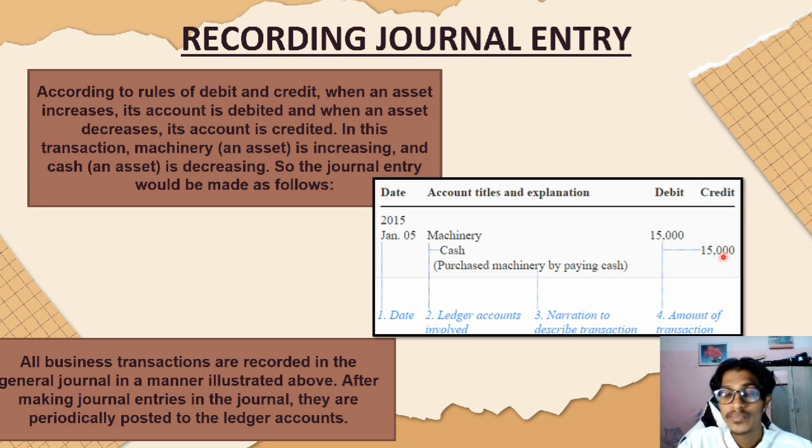Debit and credit must be equal in amount. All business transactions are recorded in the general journal in the manner illustrated above. After making journal entries in the journal, they are periodically posted to the ledger accounts.